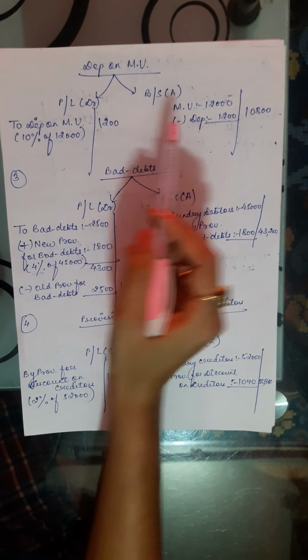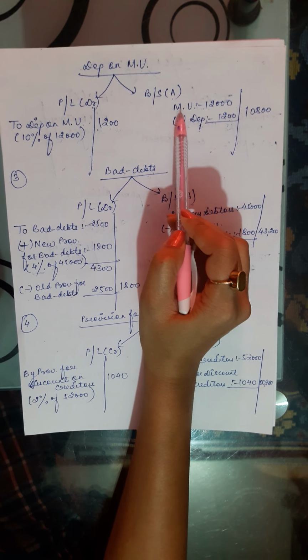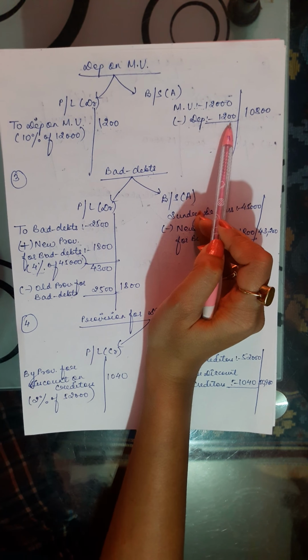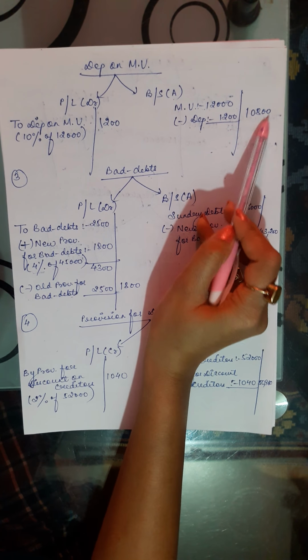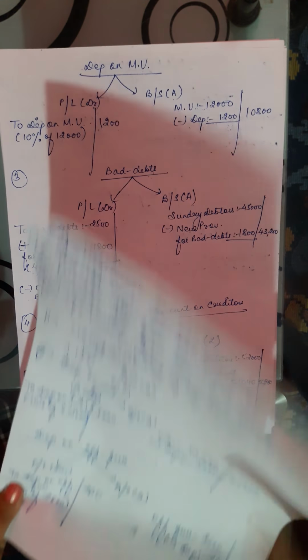Okay, the second it will be treated at the balance sheet asset side, meaning motor van 12,000 less depreciation 1,200, it will give you the value as 10,800. Okay, now coming to the third adjustment, let's see.